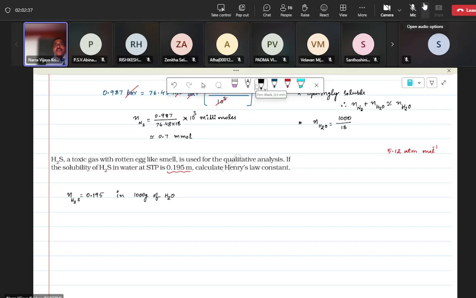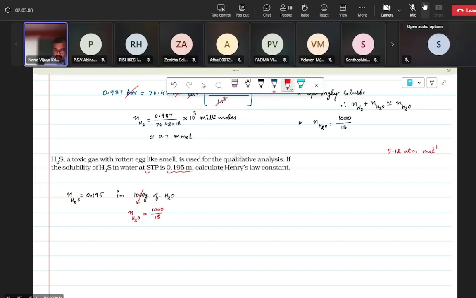Correct? From here, can I write the number of moles of water as 1000 by 18? Number of moles means weight by molecular weight. The molecular weight of water is 18, so 1000 by 18. Correct?